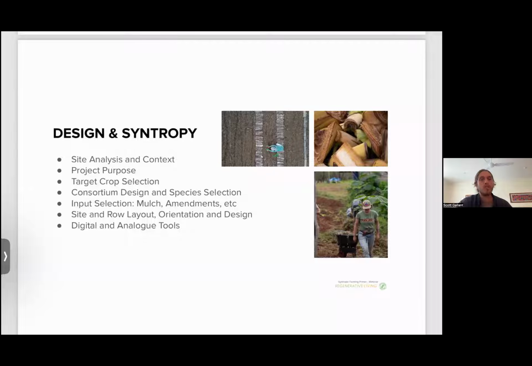Then we move into the whole consortium design, species selection. We start touching upon things like, what inputs do we need? Are we going to try to jumpstart the system with mulch, compost, or are we going to plant a whole accumulation system before then? And finally, we get into site layout, the details of row layout, orientation, how we organize the plants. And we're going to spend probably more time in that than anything else over the next half an hour together. We'll present some digital and analog tools at the end that we found to be most useful in our work.